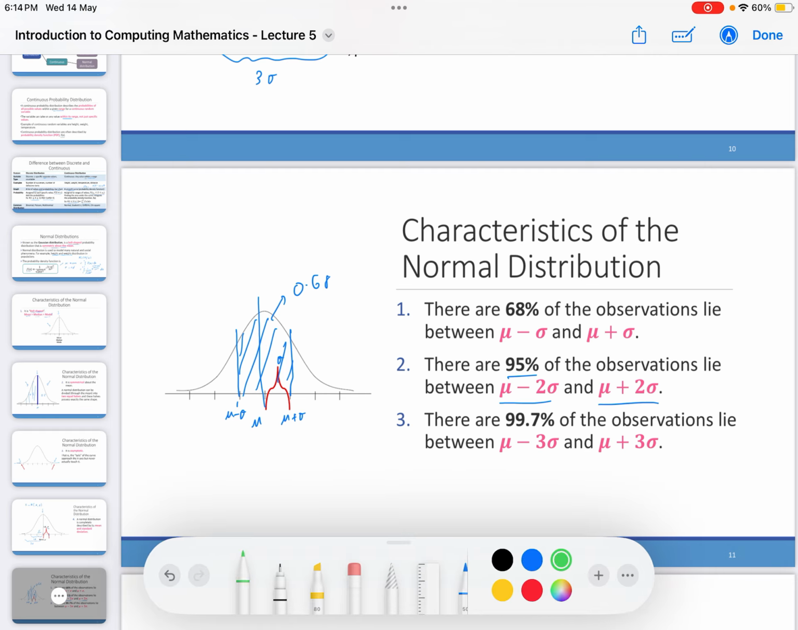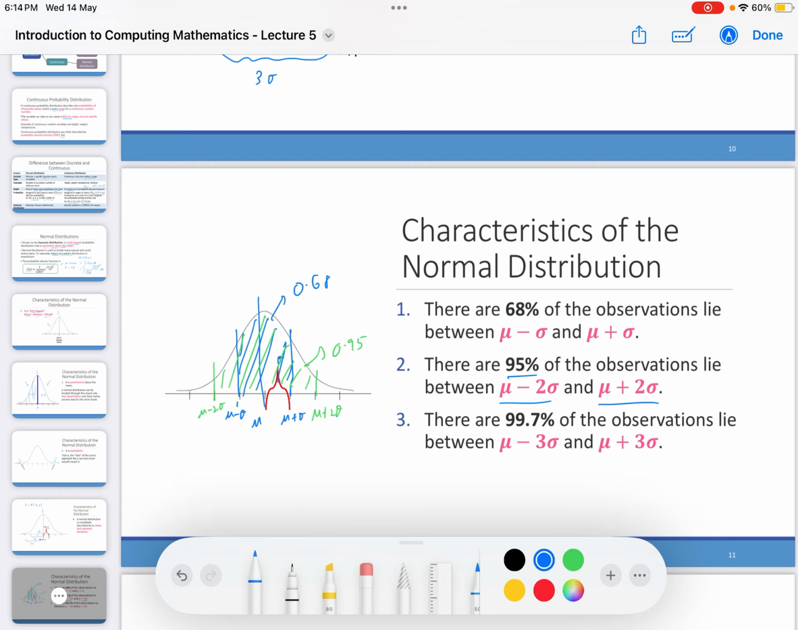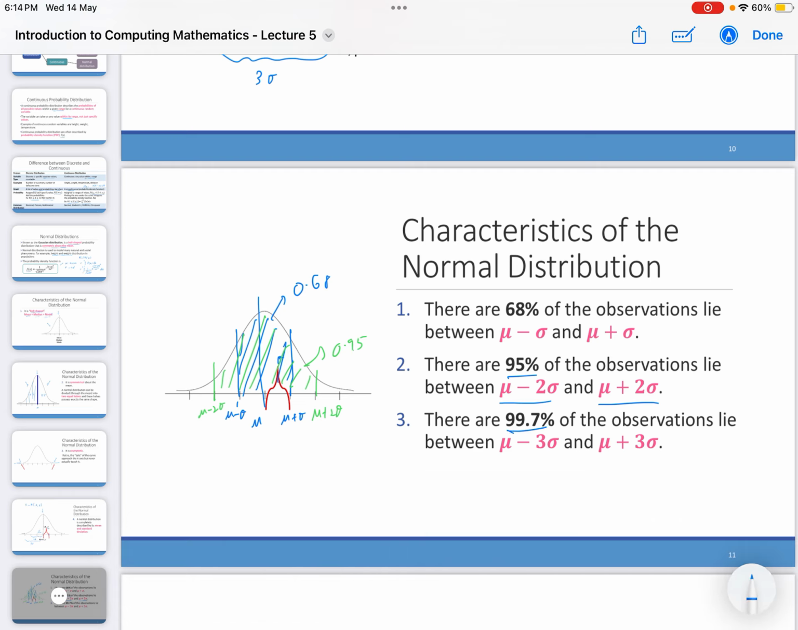So let's say we have over here mu minus 2 sigma, and over here mu plus 2 sigma. The probability between these two is 0.95. And then the third one: there are 99.7% of the observations between mu minus 3 sigma and mu plus 3 sigma. So from here to here will be 99.7%.